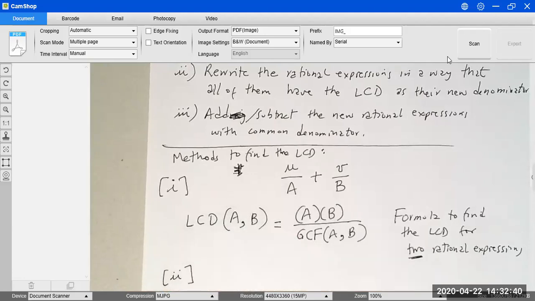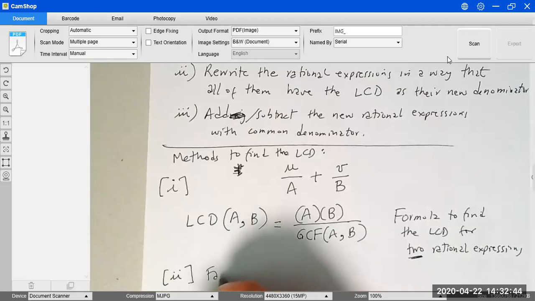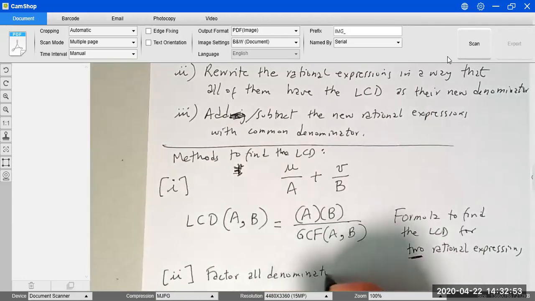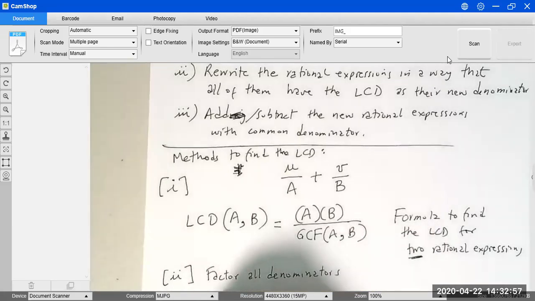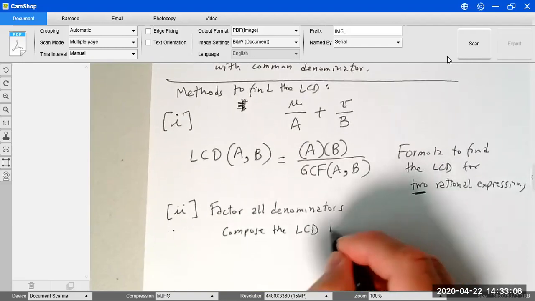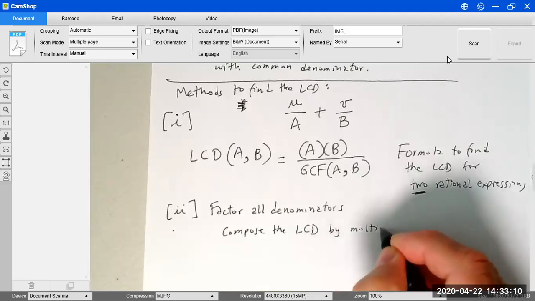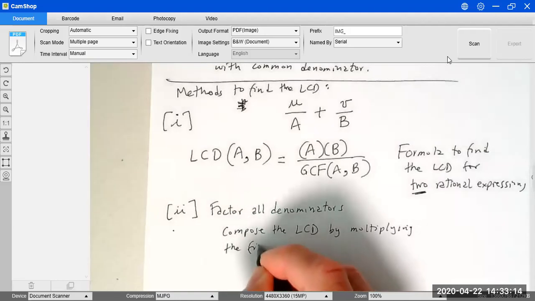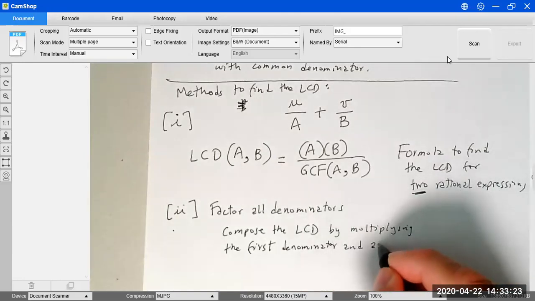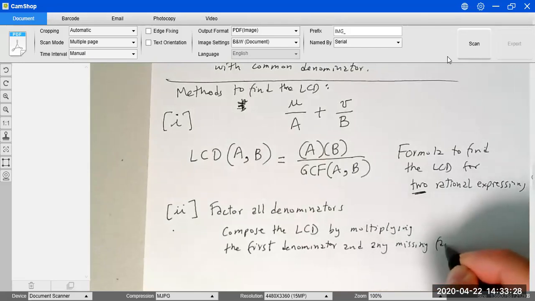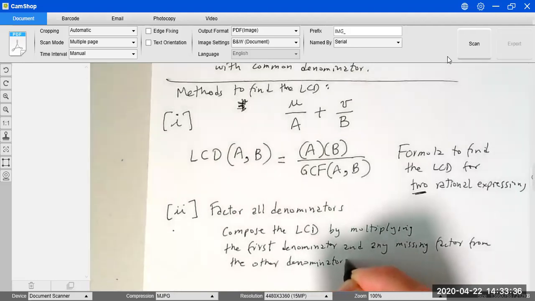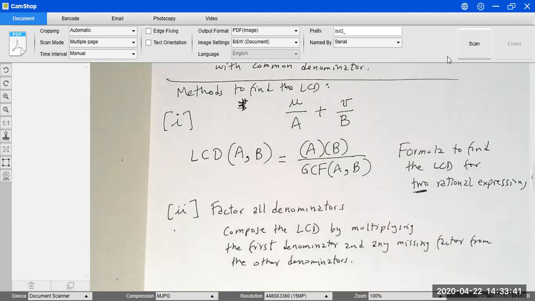The second method is going to be to factor all denominators, and then you're going to compose the least common denominator by multiplying the first denominator and any missing factor from the other denominators. So we're going to see this in action by solving examples.